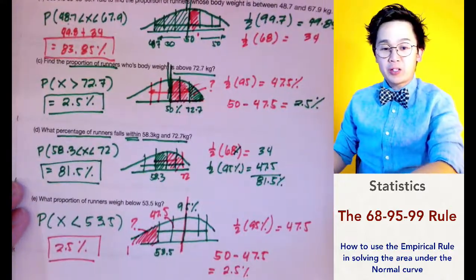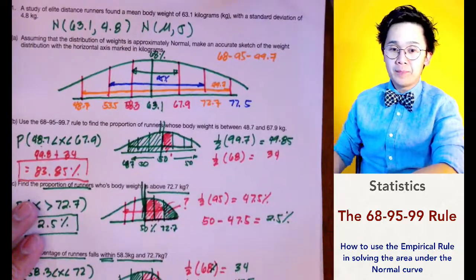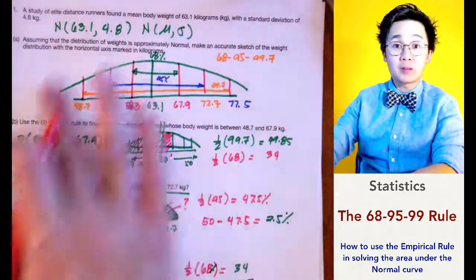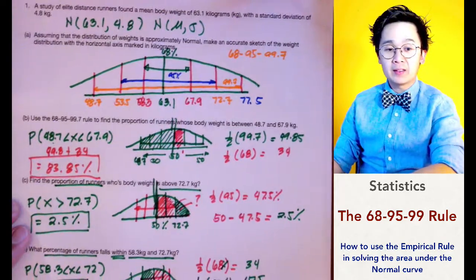So, yan yung pagsagot ng area under the curve using the empirical rule. So, kailangan lang ma-visualize nyo yung empirical rule para masagutan nyo ng madali yung ating mga distribution.